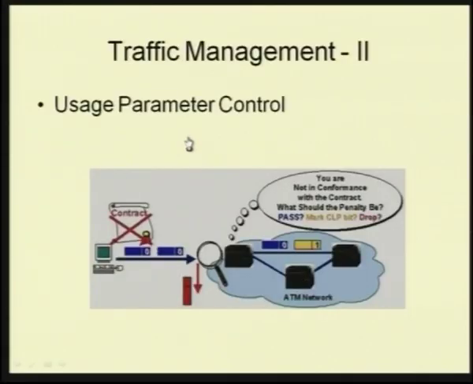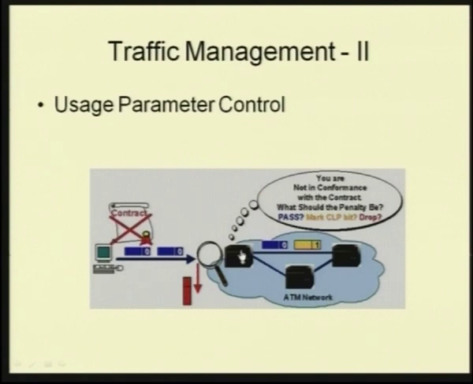Now, coming to UPC, which is our usage parameter control. We already have a contract that has been signed by the user, saying I am going to send data at a particular rate, some peak cell rate or sustainable cell rate or whatever. What the usage parameter control mechanism does is, as data is coming in from the user into the network, it looks at the data and asks, are you in conformance with the contract? Are you really sending data at the rate at which you were supposed to send? What should the penalty be if you are not in conformance with the contract?